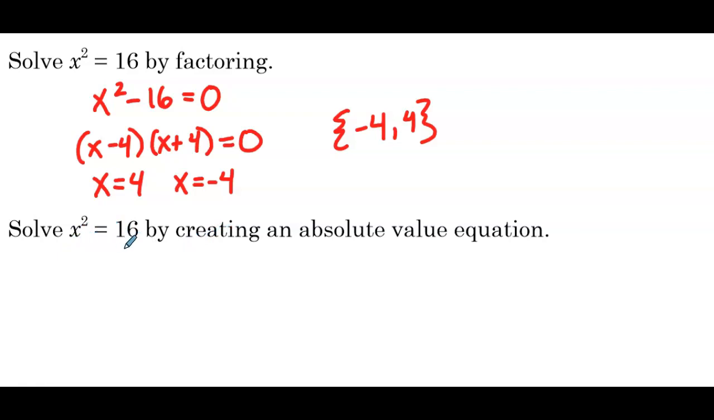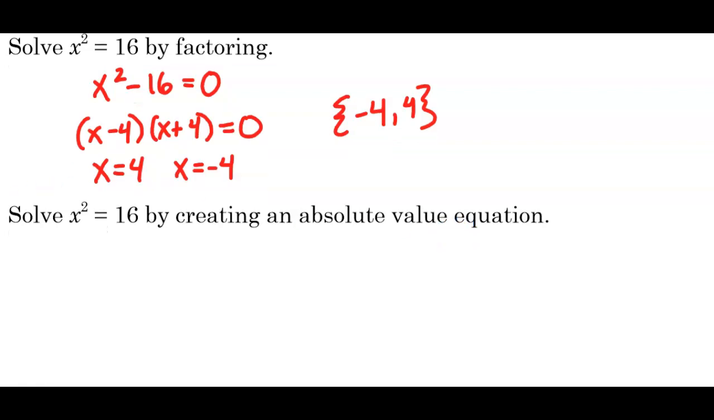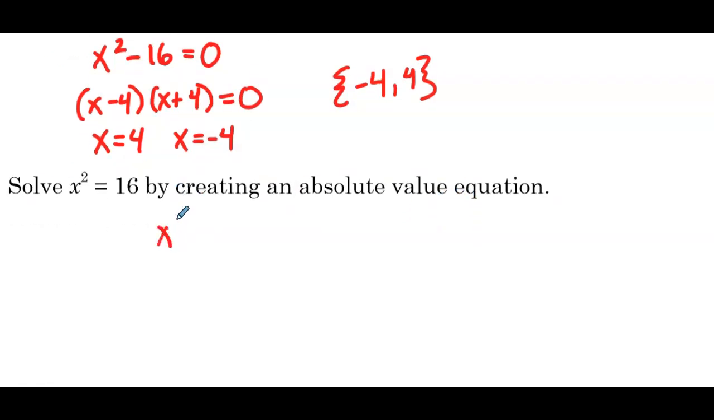Now it says solve x squared equals 16 by creating an absolute value equation. Okay, well, how are we going to do that? Well, x squared equals 16. The only other way I can think of approaching this problem is by taking the square root of both sides. So the square root of x squared, well, I think that's x. Square root of 16, that's 4. But I know I should get the answer of positive and negative 4.